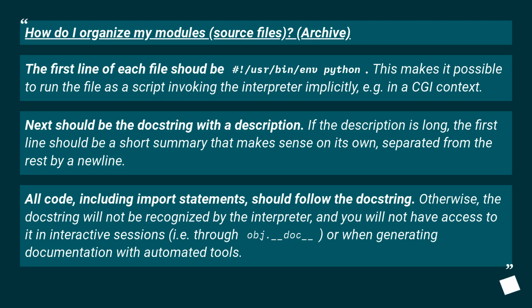Next should be the docstring with a description. If the description is long, the first line should be a short summary that makes sense on its own, separated from the rest by a new line. All code, including import statements, should follow the docstring. Otherwise, the docstring will not be recognized by the interpreter, and you will not have access to it in interactive sessions, i.e. through obj.__doc__, or when generating documentation with automated tools.